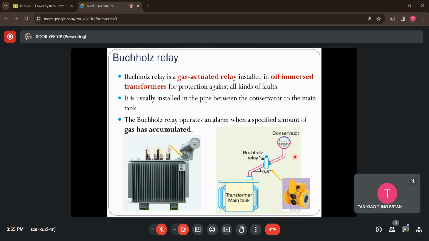If you see this diagram, this is the conservation tank. This is the pipe connecting the conservation tank to the main tank. The Buchholz relay will be installed here at a specific angle, which is very crucial. Why? Because this Buchholz relay is a very sensitive device. So how does it work? Basically, the Buchholz relay will operate an alarm whenever it gathers or detects a specified amount of gas within it. Okay, so now let's move on.